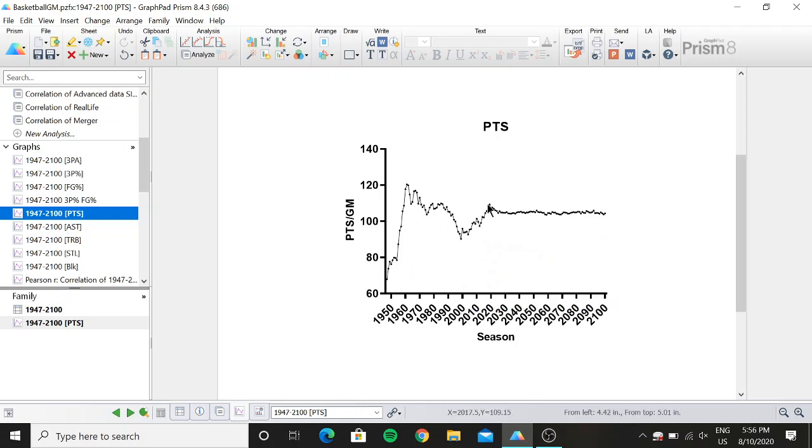But since then, the pace has picked up, and we're left with today where teams are scoring over 130 points on a regular basis, although the average is still a little over 100. And then since then, like we've seen with 3-point percentage, it's sort of stagnated and flattened.